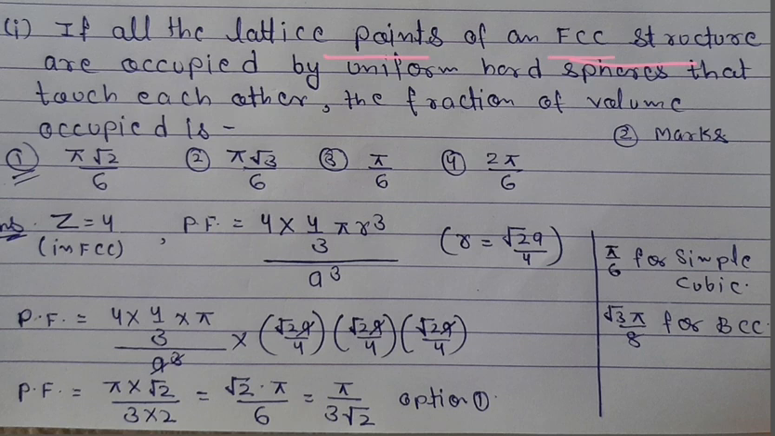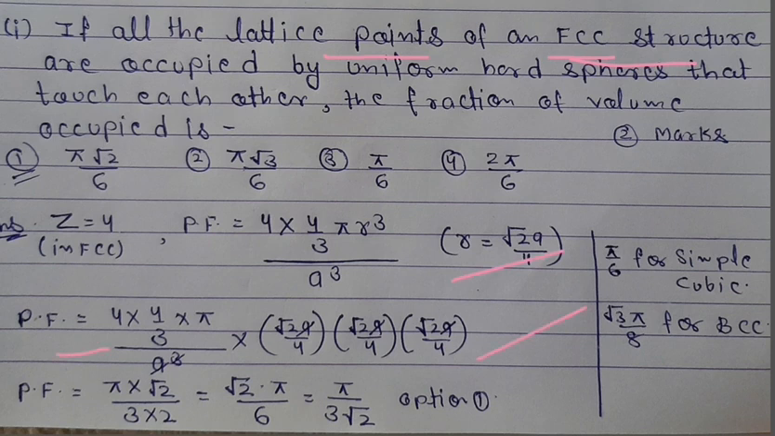In the solution, you know that in an FCC structure the number of atoms in each unit cell is 4. We all know how it is found, okay. And we know the packing fraction formula is Z into 4 by 3 pi r cube upon a cube. And the value of r is root 2 a by 4 in the case of FCC structure, okay.